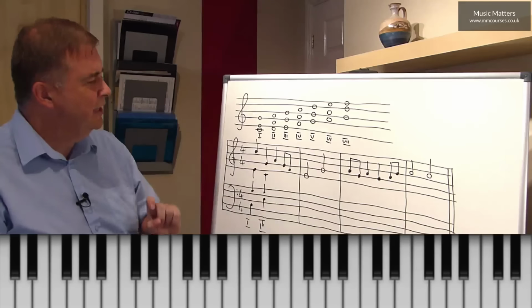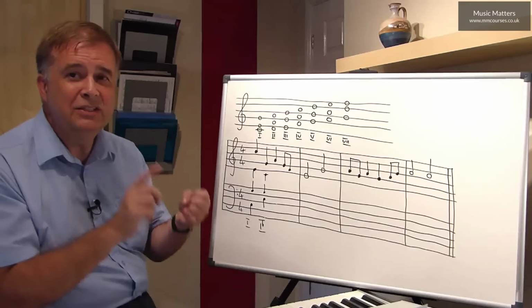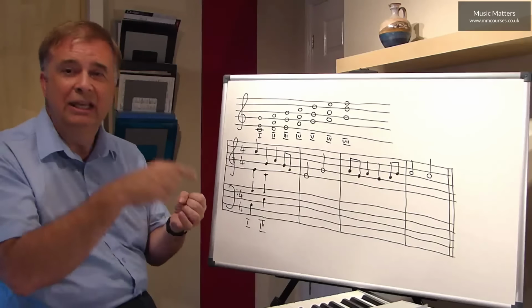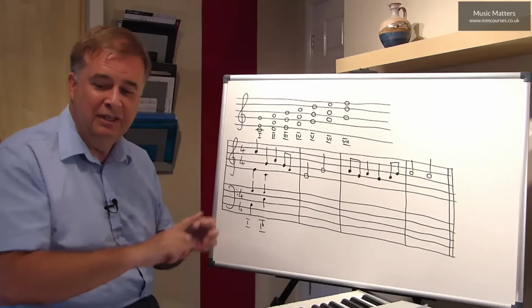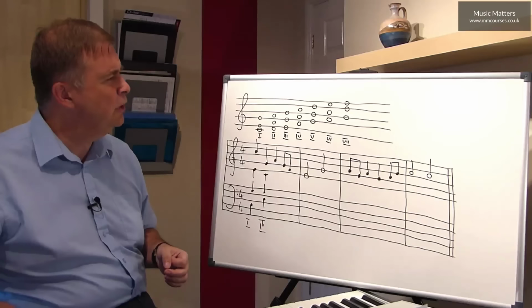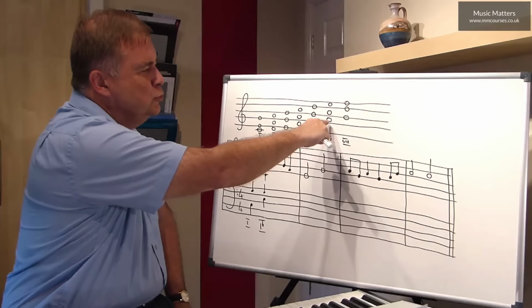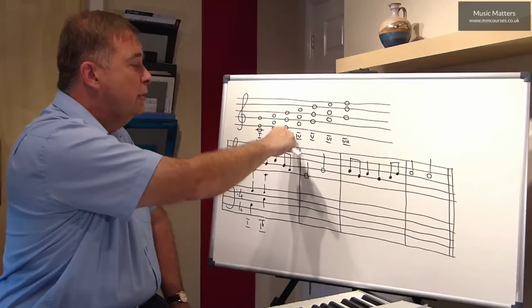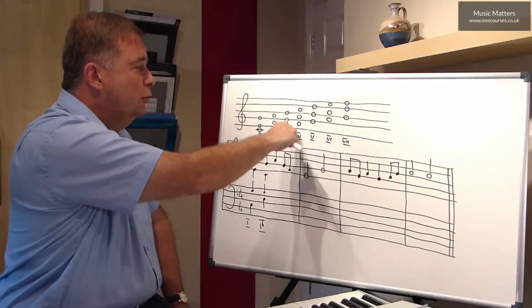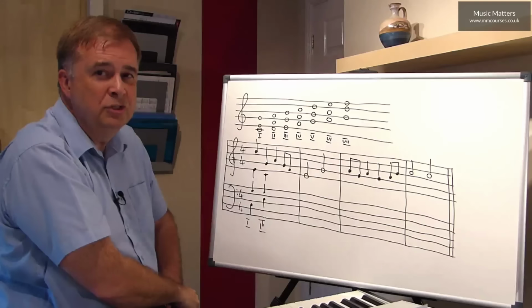Okay, let's move on to the next one. Here's an A. Now remember how this works. A is going to be the root of one chord, it's going to be the third of another chord, and it's going to be the fifth of another chord. Let's see if we can work out what's going on. A, you'll notice, is the root of chord six. A is also the third of chord four, and A is also the fifth of chord two.